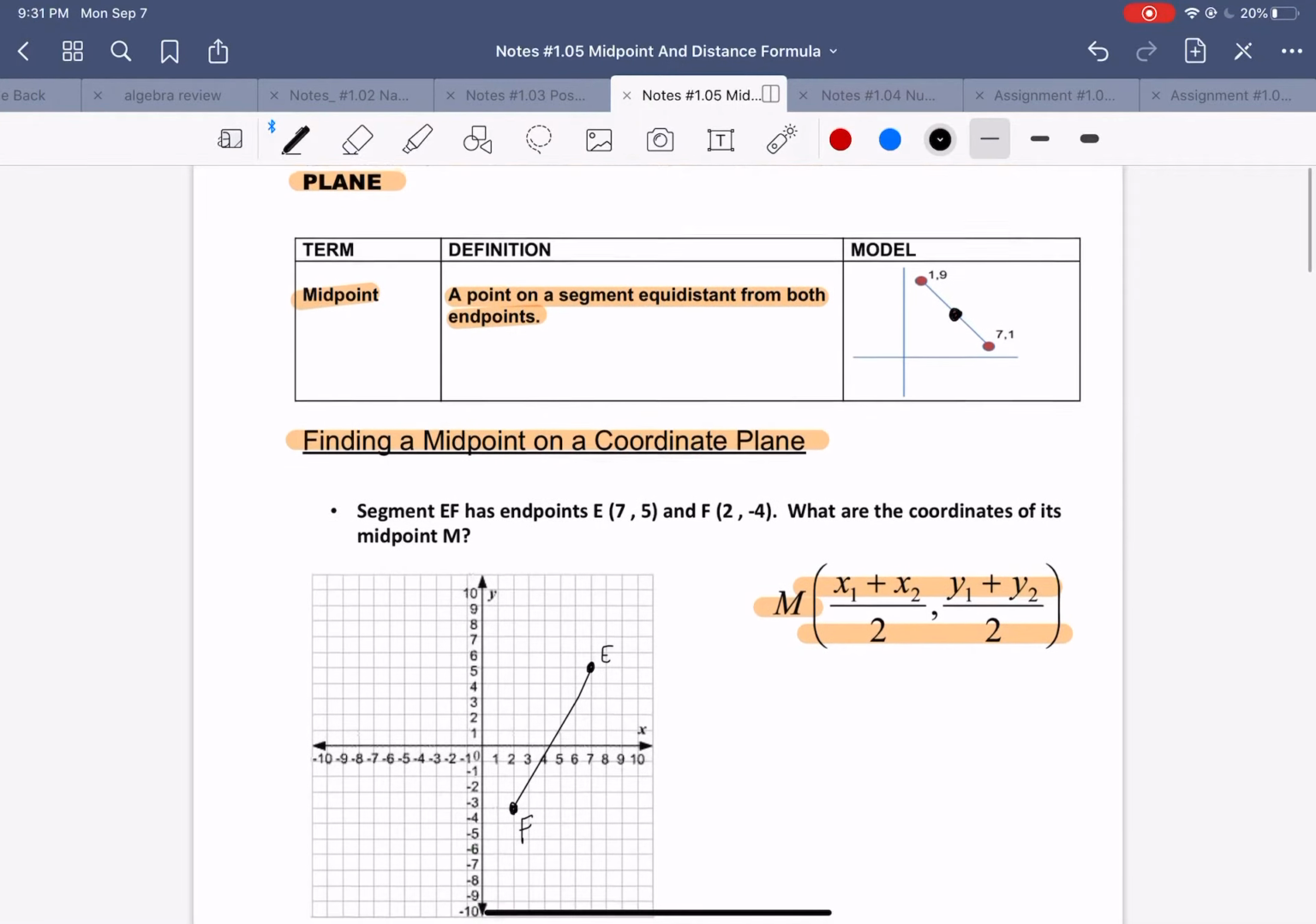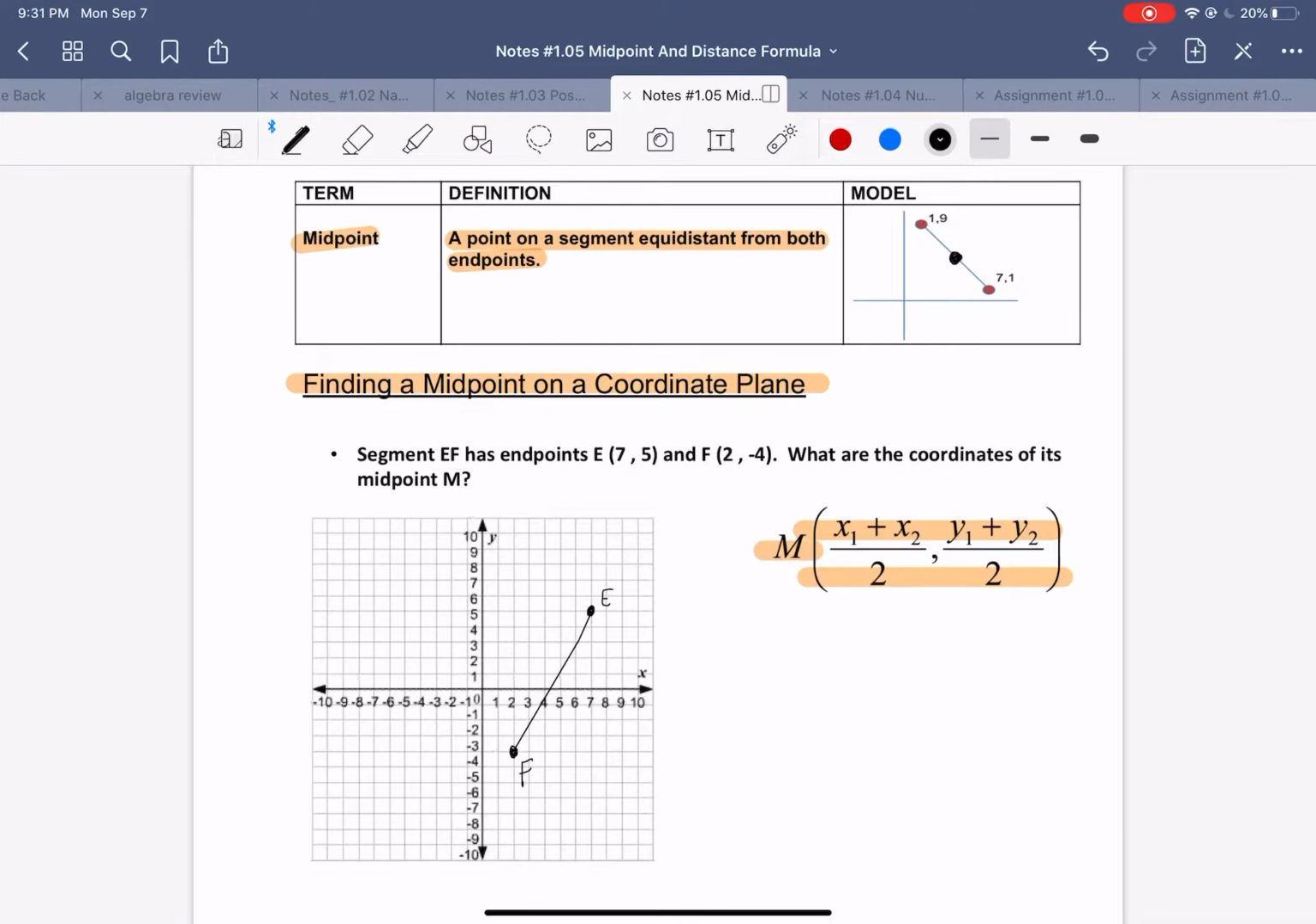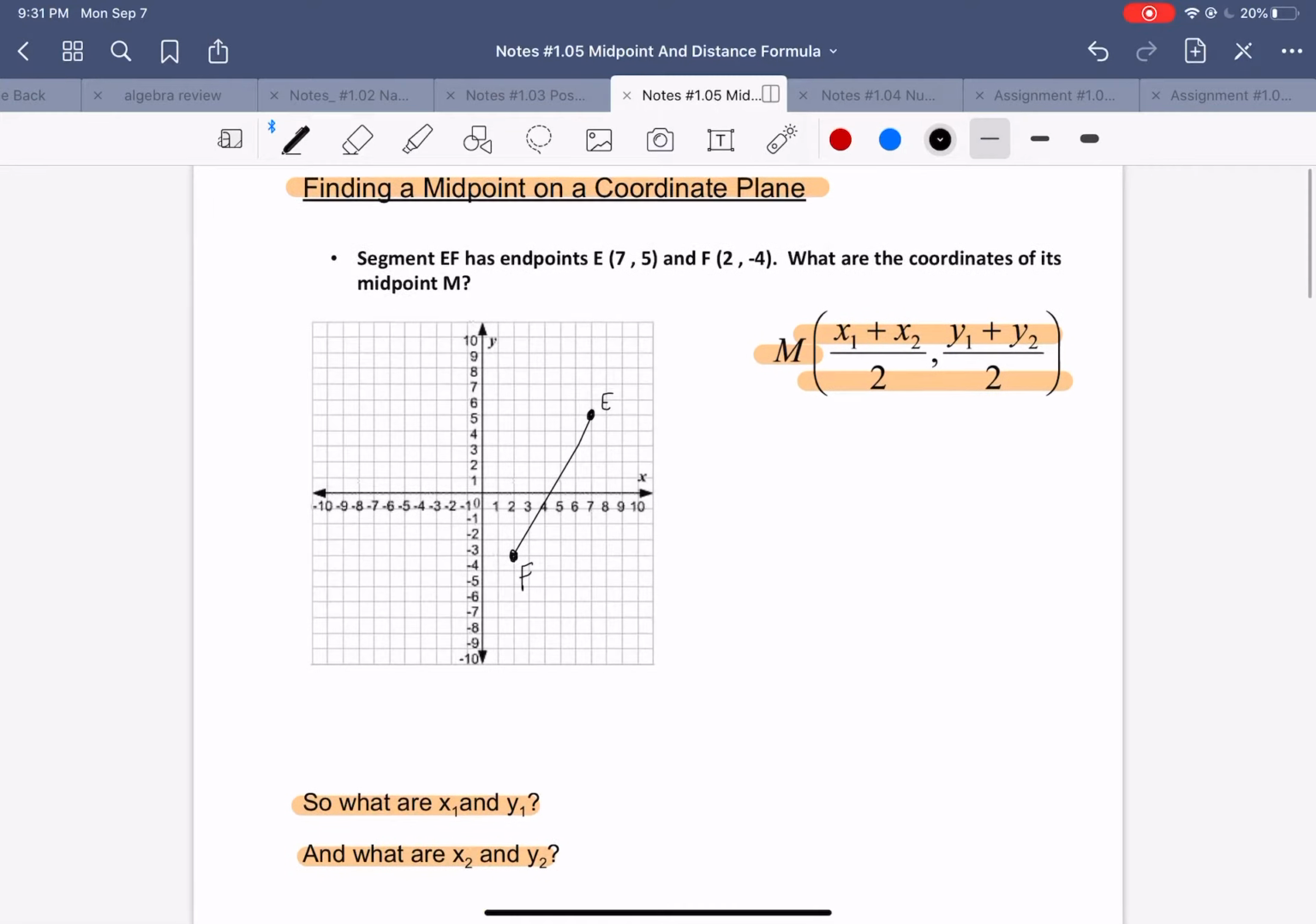So with midpoint, it's the same thing. A point on the segment equidistant from both endpoints. So it's the same distance here as it is from here. When you find a midpoint on the coordinate plane, I already wrote my points. There is a formula you can use, and that's what I have highlighted in orange right here. Midpoint is x1 plus x2 divided by 2, comma, y1 plus y2 divided by 2. So we're going to label our points x1 and y1, and then x2 and y2.